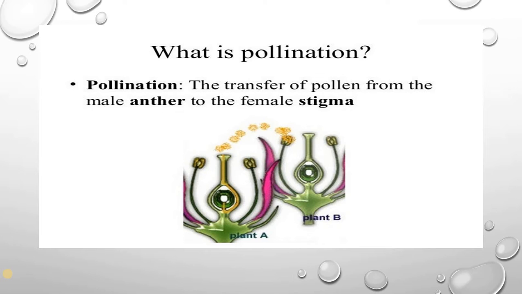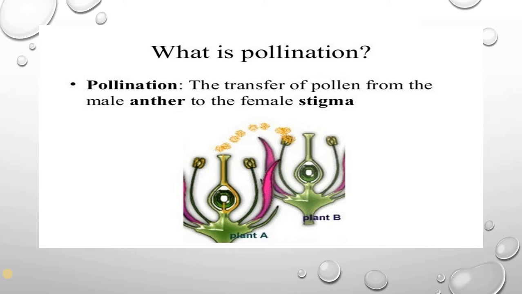And in our last class, we learned about the structure of a flower, because the flower is the reproductive organ of a plant, right? So, what are the parts of a flower? Already we have learned. Today we will be learning about the first step of sexual reproduction. That is pollination.